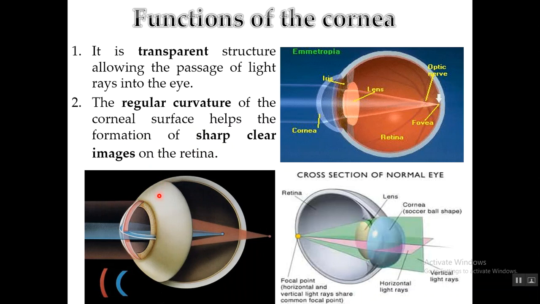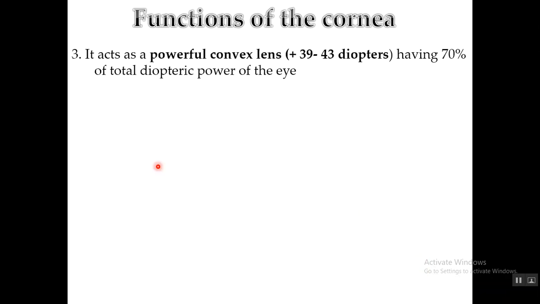Look here, the surface of the cornea is irregular. This irregular curvature of the cornea will form 2 images, one in front of the retina and one behind the retina. So number 1, it is transparent to allow the passage of light. Number 2, it has a regular curvature, which forms a sharp, clear image. Number 3, the cornea acts as a powerful convex lens. Its power is from plus 39 to 43 diopters, about 70% of the total dioptric power, and this is a fixed power.